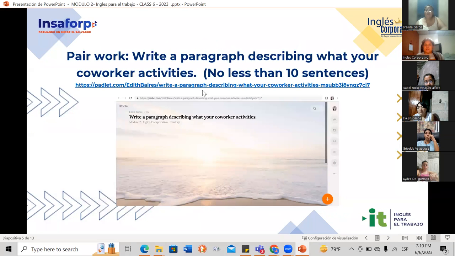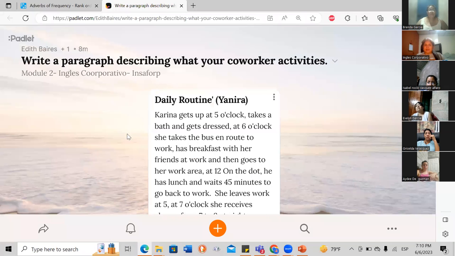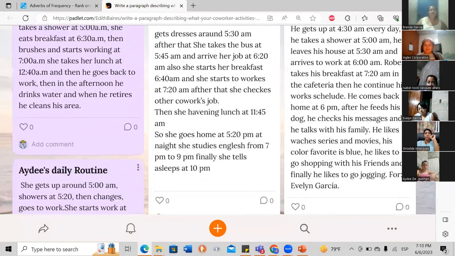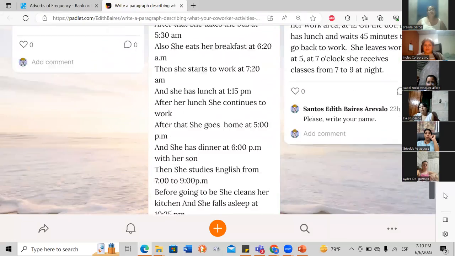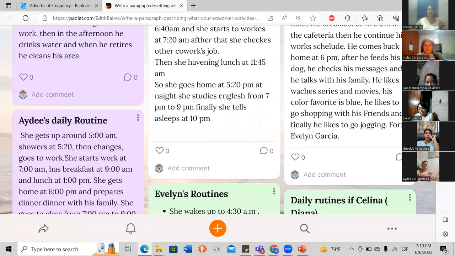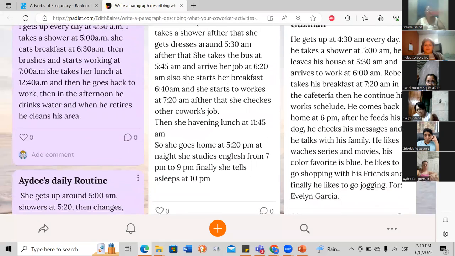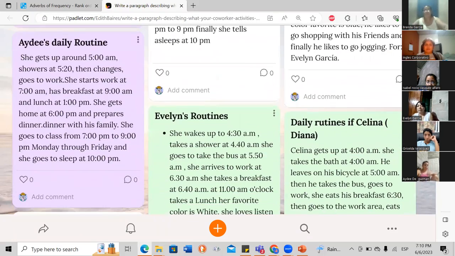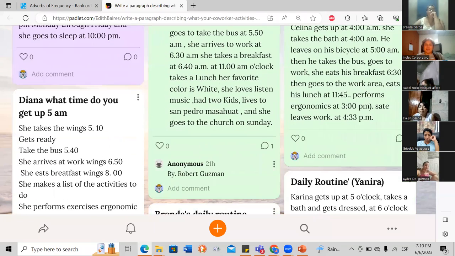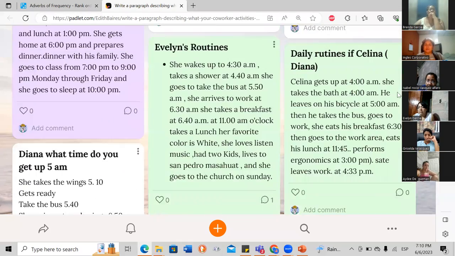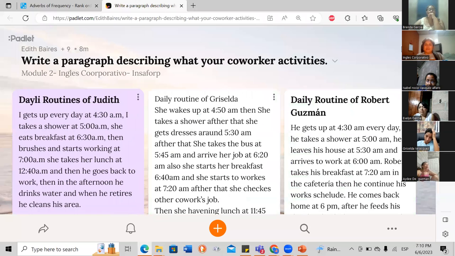Okay, good. So now we're going to move on to the activity that we have pending from yesterday. Very good. We have 1, 2, 3, 4, 5, 6, 7, 8, 9. Okay, very good. The ones that already participated here. So I'm going to read the paragraph now, and we are going to work together. You are going to help me to identify mistakes in case we have mistakes, and we're going to provide the feedback, okay?